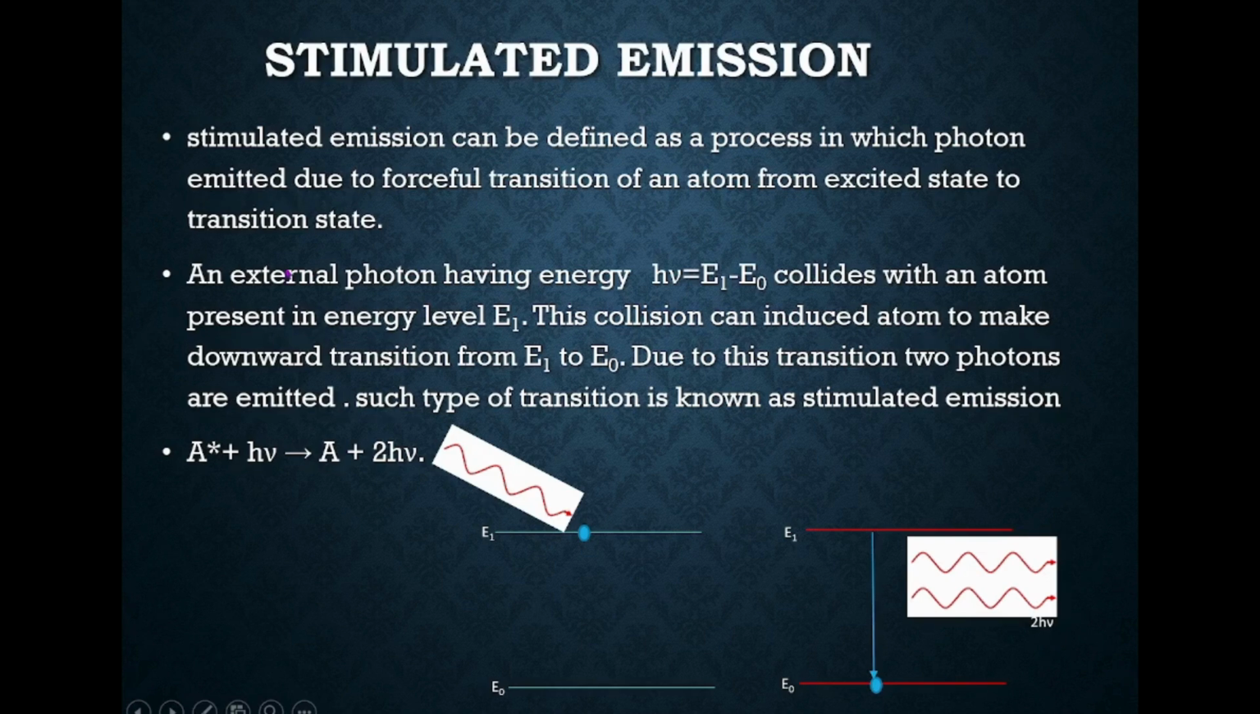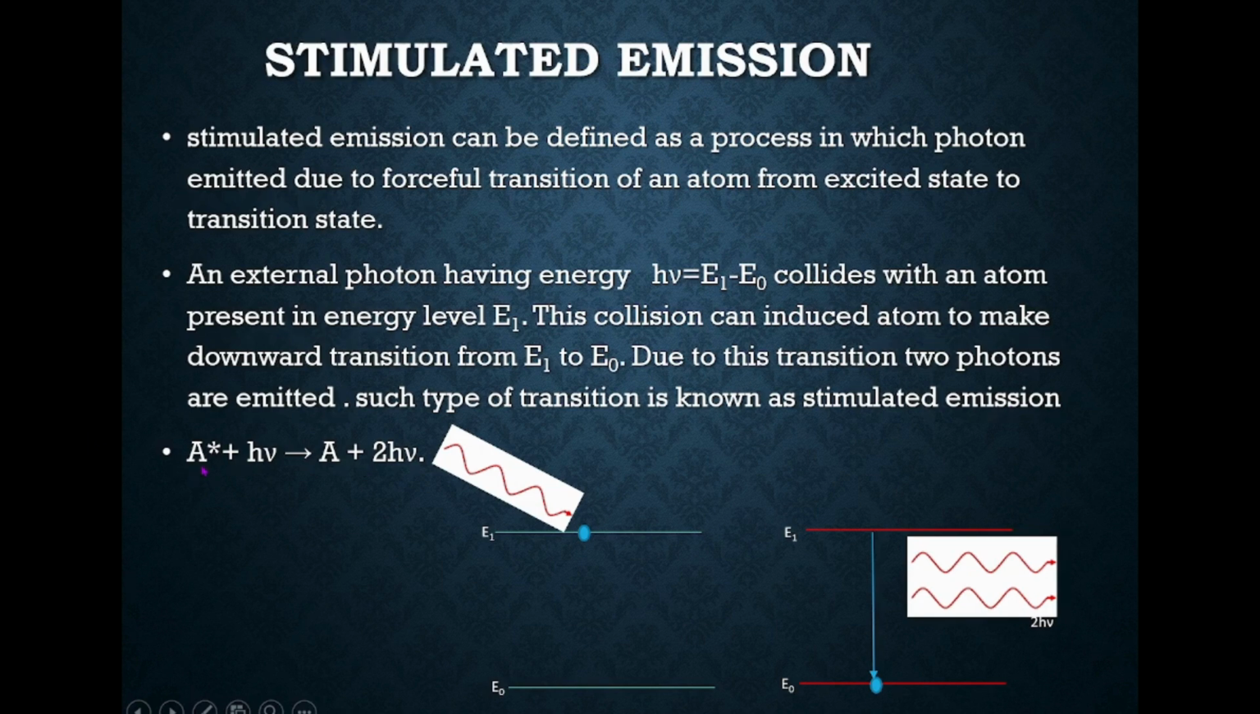So again, in definition form: an external photon having energy h nu equal to E1 minus E0 collides with an atom which is present in the energy level E1, that means in the excited state. This collision can induce the atom to make a downward transition from the excited state E1 to the ground state E0. Due to this transition, two photons are emitted. Such a type of transition is known as stimulated emission.